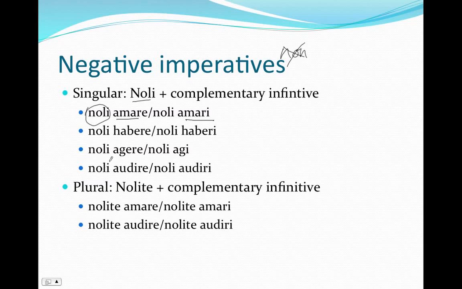And in the plural, instead of noli, singular, we're going to change that imperative to nolite. So, nolite amare, don't you, plural people, love. Or nolite amari, don't be loved. Nolite audire, nolite audiri. So the negative imperative is very different from the positive imperative. We're going to use a form of nolo, noli or nolite, plus the infinitive. Another way to do this, so that's one way to tell someone not to do something.